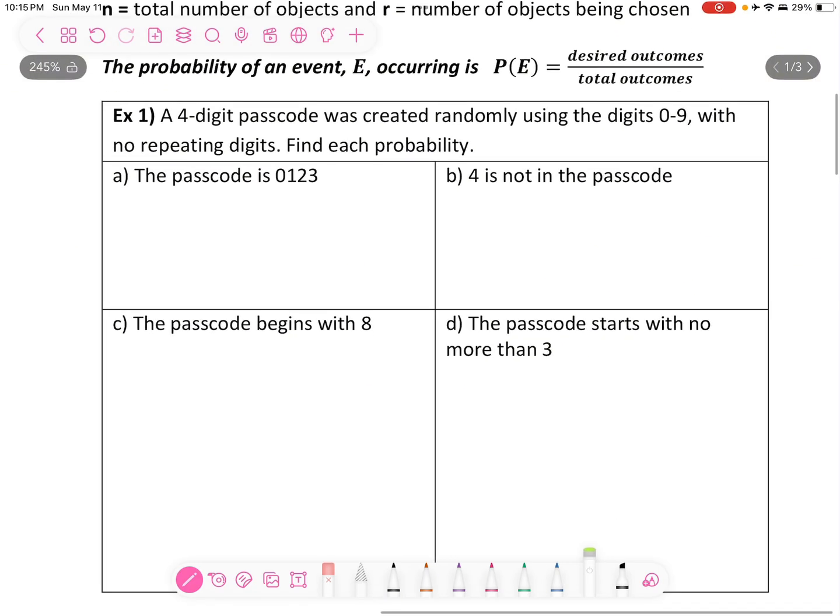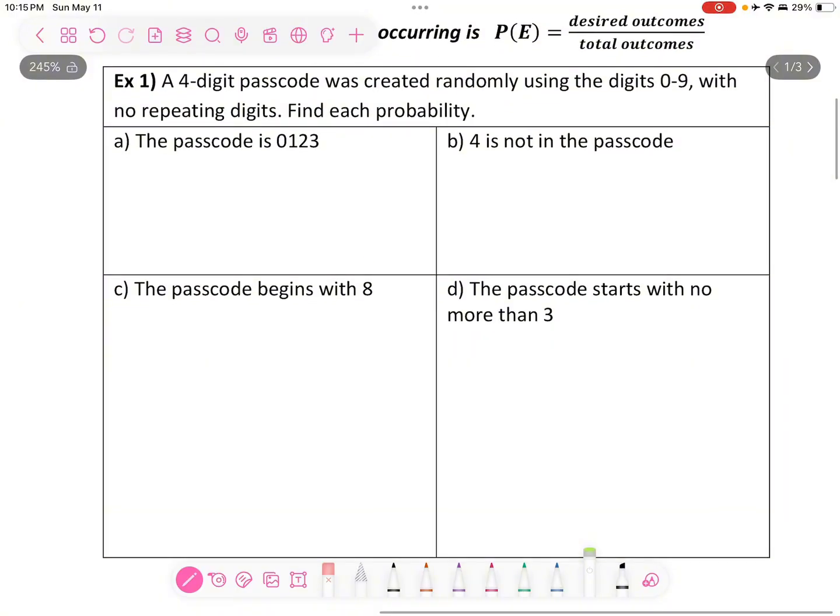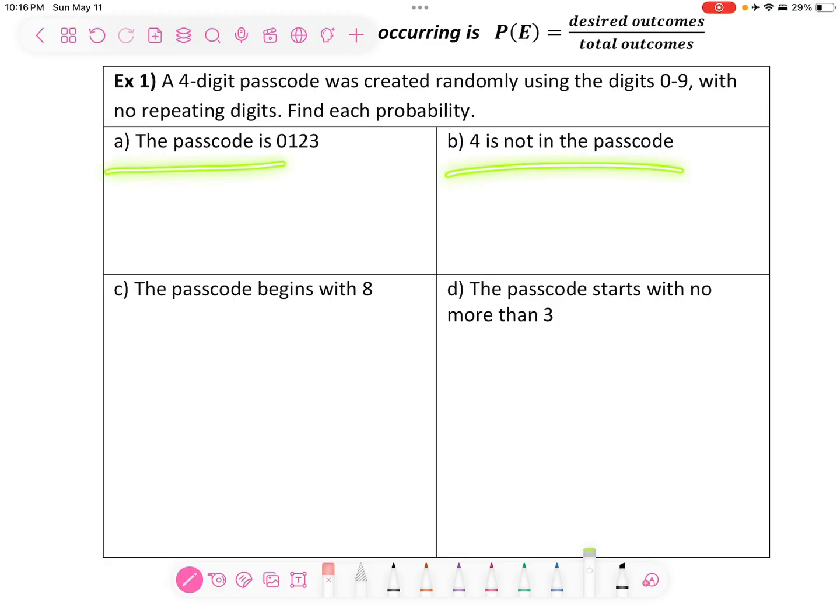All right, so here we go. Example 1. It says a 4-digit passcode was created randomly using the digits 0 to 9 with no repeating digits. Find each probability. And then it gives us A, B, C, and D for the probabilities that we need to look for. So before even looking at the probabilities, we need to look at the scenario and decide, is this a permutation scenario or a combination? And then we need to figure out what are the total outcomes in that scenario.